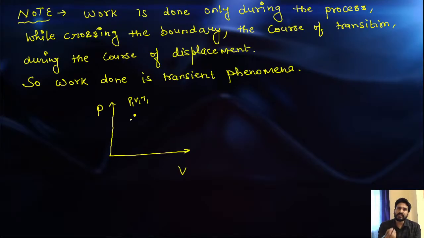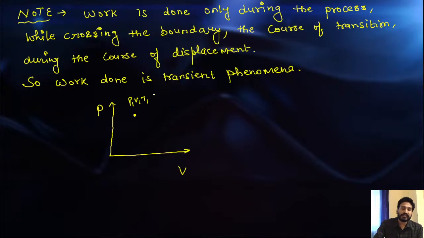So this is what the statement is. Work is done only during the process. If there is a process going on, in that scenario, we can calculate the work. We cannot calculate the work at any particular point. There is no sense in calculating work done at any point. We are interested only in the work done if there is a process, if there is a crossing of the boundaries.